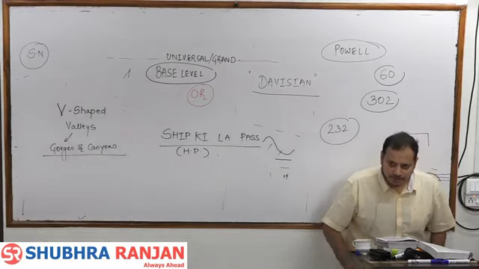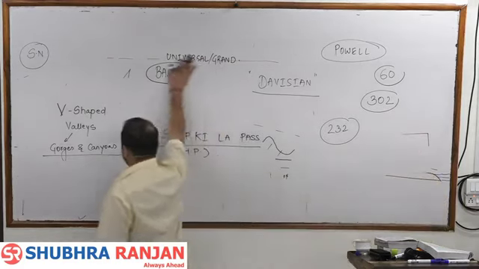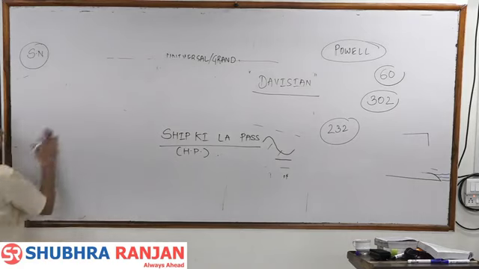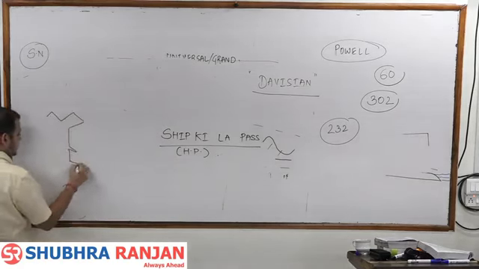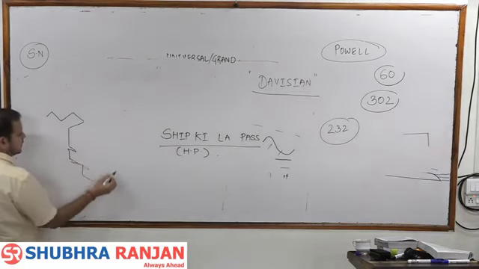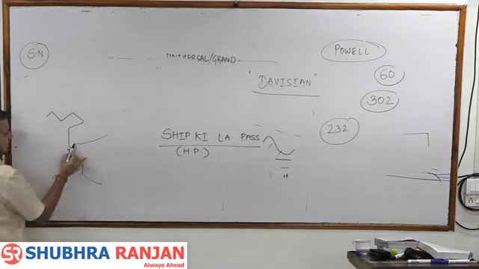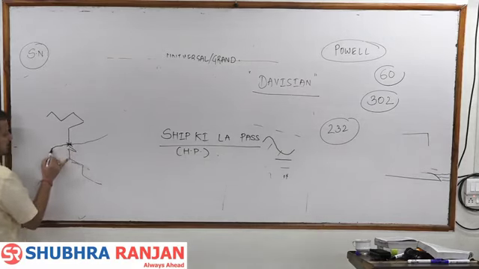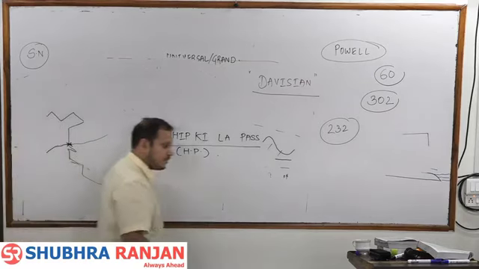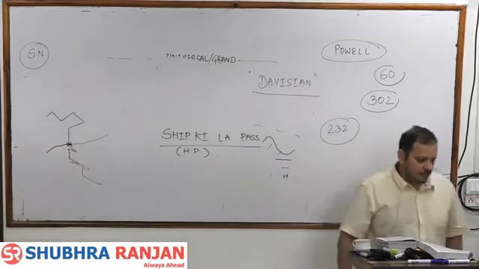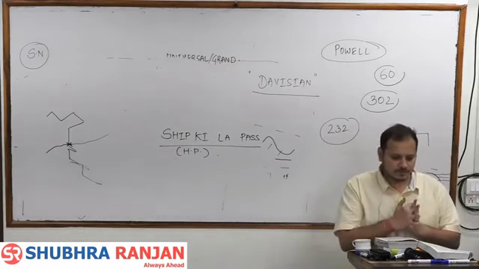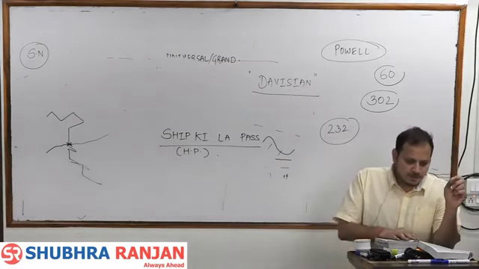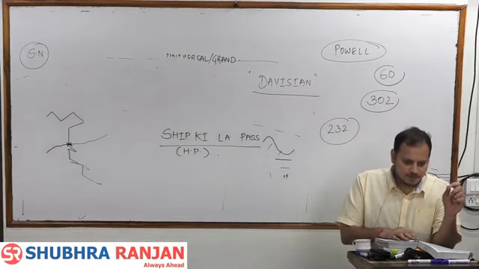कौन सी रिवर एंटर करती है थ्रू शिपकिला पास? रिवर सतलज. If this is the river Satluj, it cuts Himalayas here and enters India through a pass which is known as Shipkila Pass in the state of Himachal Pradesh. Fine.